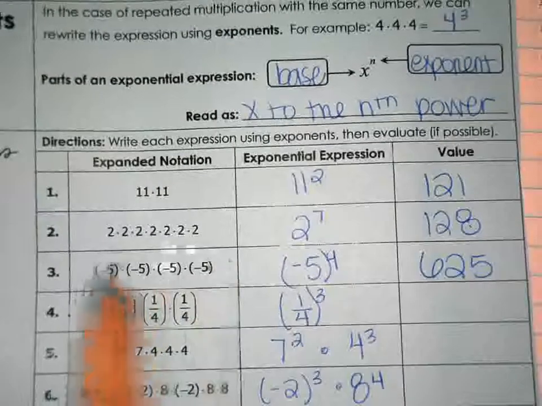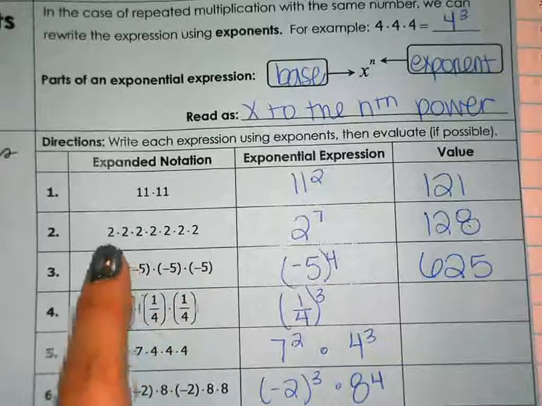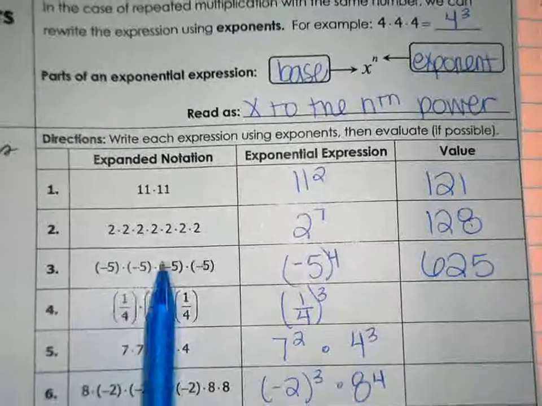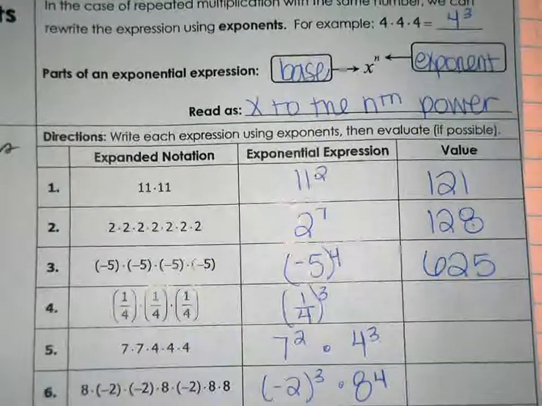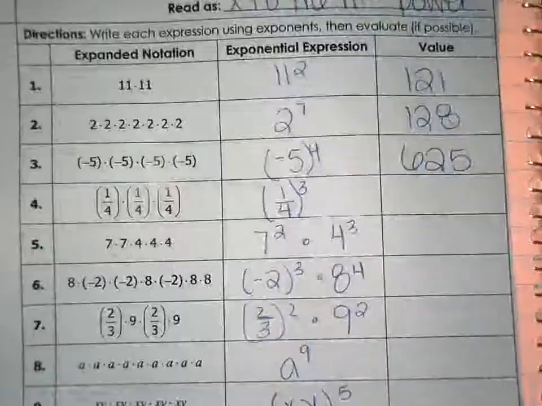Good, because there are 4 negative numbers, and that's an even number, right? And every time you multiply negatives with evens, your answer is always positive. Negative times a negative is a positive. So they're both going to be positive. Okay, do number 4.